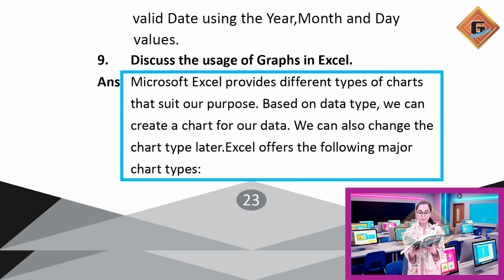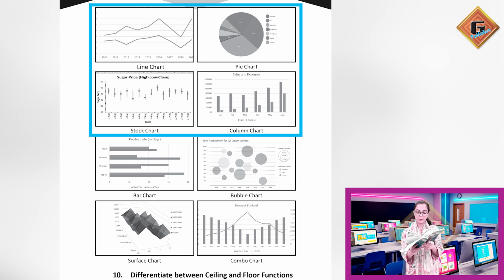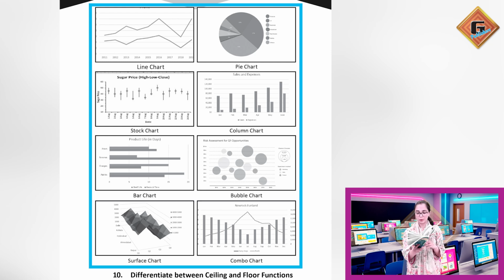And the answer is, Microsoft Excel provides different types of charts that suit our purposes. Based on data type, we can create a chart for our data. We can also change the chart type later. Excel offers the following major chart types: line chart, pie chart, stock chart, column chart, bar chart, bubble chart, surface chart, and combo chart.